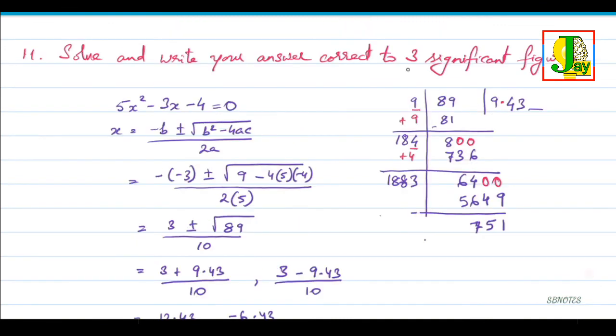Okay, in this question you have 3 significant figures. Let us solve it first, then I'll explain what significant figures are. Okay, so once you have the equation, putting in the formula, we get 3 plus or minus root over 89 by 10. So the same way, 89 is lying between 81 and 100. Root over 81 is 9, and root over 100 is 10. So this root over 89 has to be somewhere between 9 and 10.